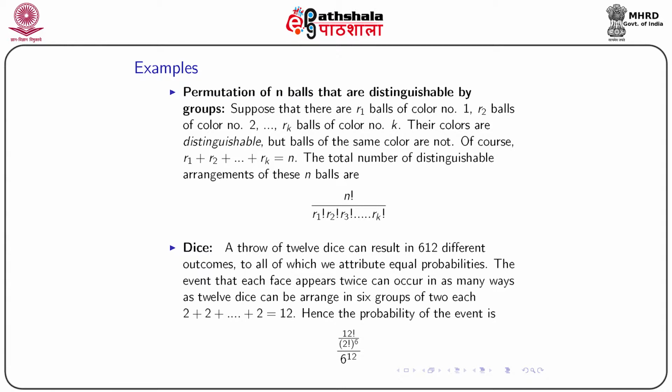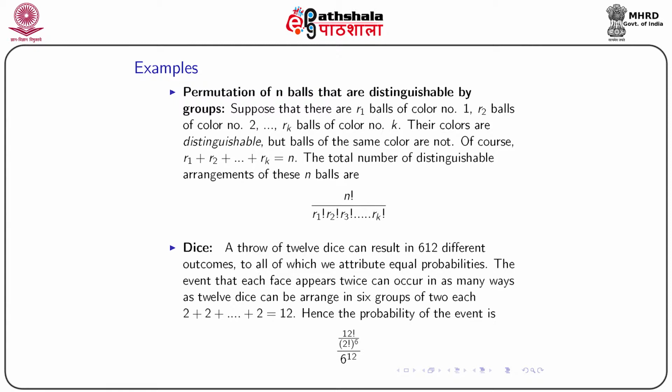Here also we have the condition that R1 plus R2 plus ... plus Rk equals n. So in total we have n balls. The total number of distinguishable arrangements of these n balls is n factorial over R1 factorial times R2 factorial times R3 factorial times ... times Rk factorial. So this is an example where we have applied the theorem we just mentioned and proved.